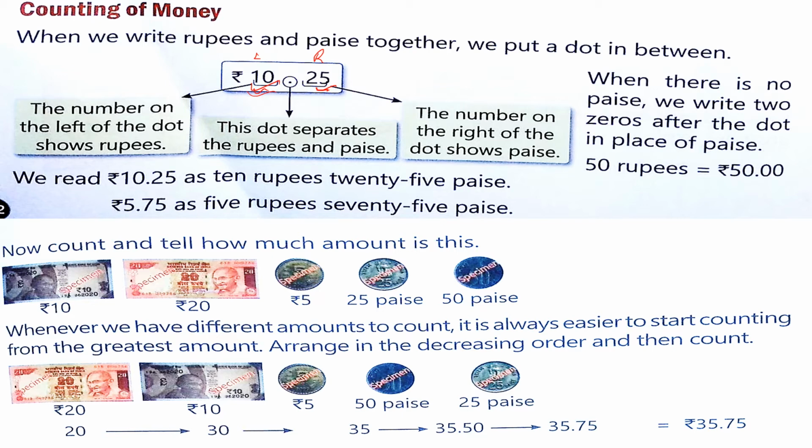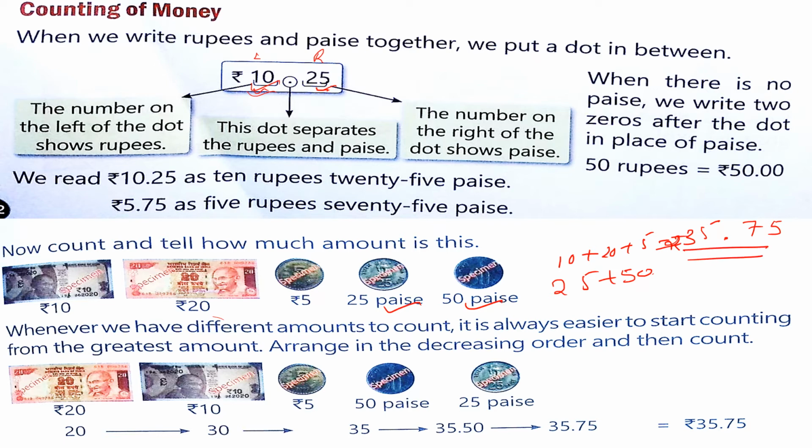Now count and tell how much amount this is. So 25 pies and 50 pies. And 10 rupees, 20 rupees, then 5 rupees. So how much? 10 plus 20 plus 5 is equal to 35. And what is the pies? 25 plus 50 is equal to 75, so 0.75. So 35 rupees 75 pies.